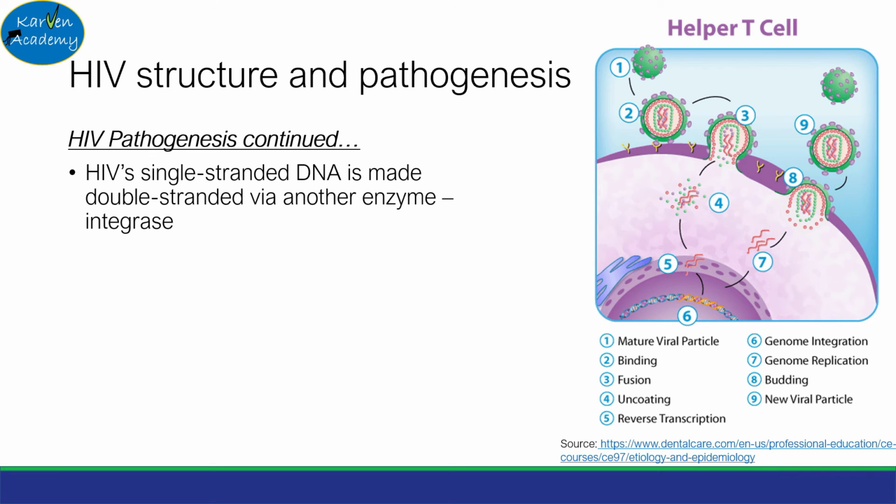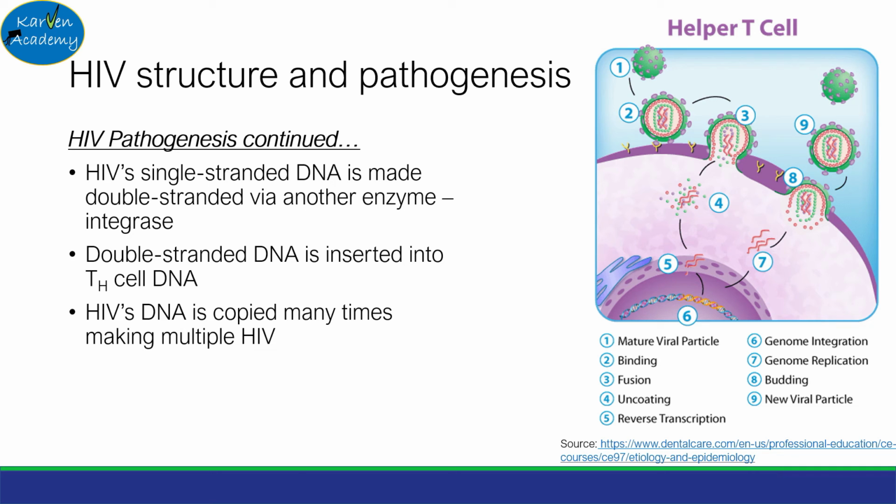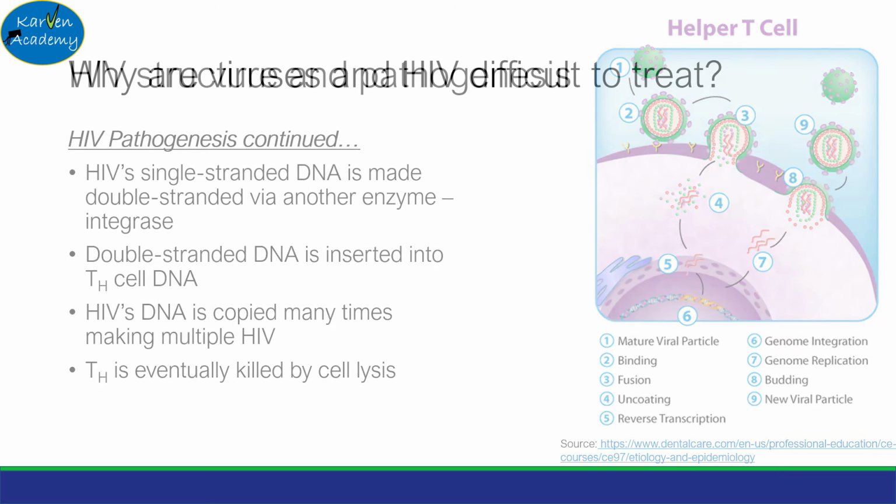The DNA made is single-stranded because RNA is a single-stranded molecule. So, in order to make a double-stranded DNA molecule, we need to use another enzyme called DNA integrase, and this is already present in HIV. Once a double-stranded DNA is made, it is inserted into the T helper cell's DNA. Hence, HIV's DNA is copied many times, making many HIV molecules. Eventually, the T helper cell is killed by cell lysis.